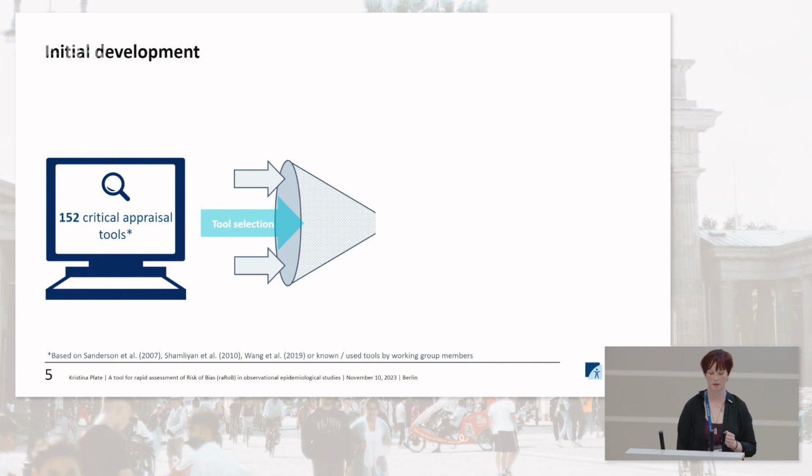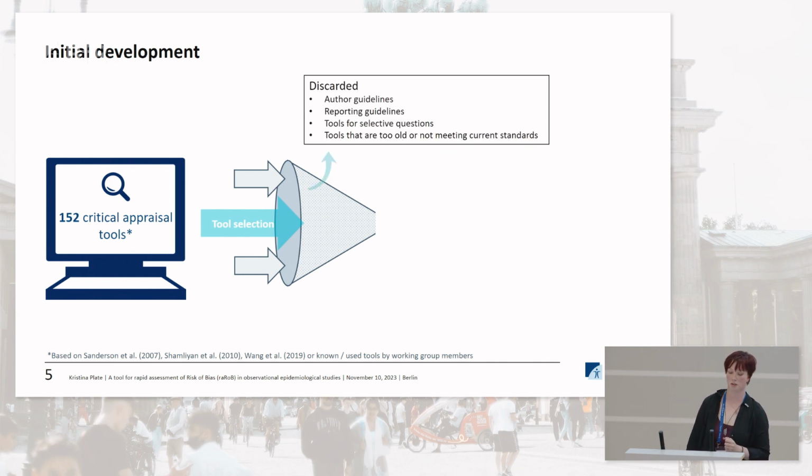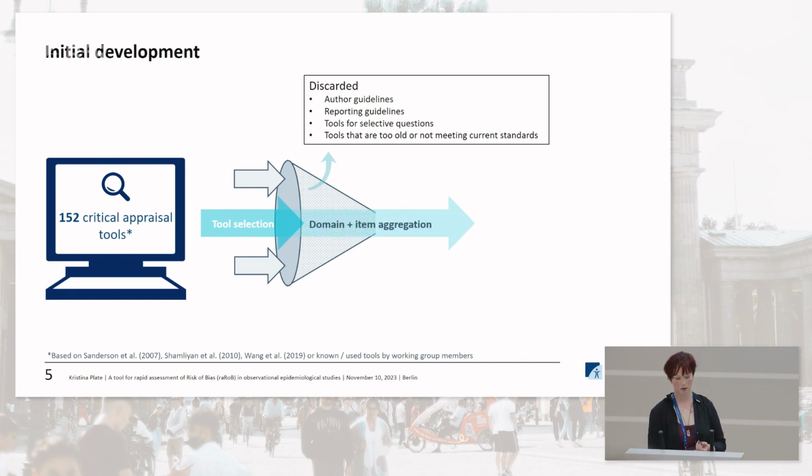We selected the tools and discarded author guidelines and reporting guidelines, because they were just about the description quality of the study. We also discarded tools that are too selective, that are just selected for certain questions or certain study types or designs, and tools that are too old or not meeting current standards.